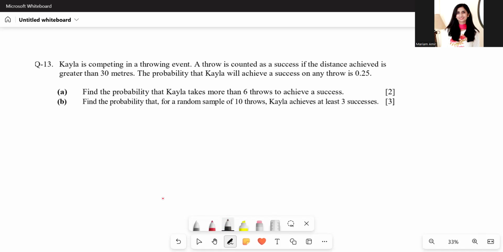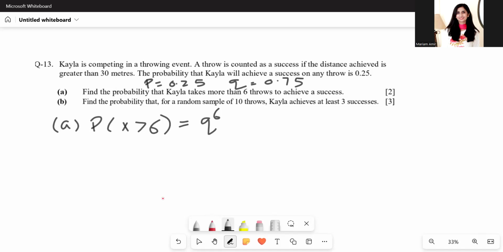Okay, so we need to find probability x is greater than 6, formula for which is q power 6. This is geometric distribution, by the way. So p is going to be 0.25, which means failure is going to have a probability of 0.75. And we are going to substitute that in the formula, giving us 0.178.